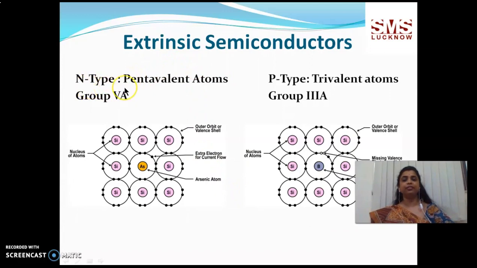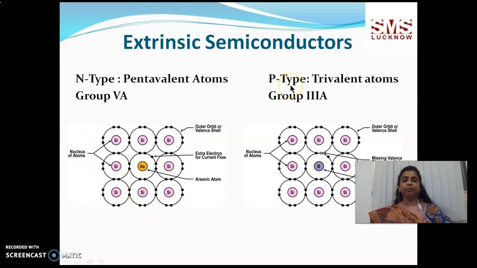First is the negative type, or n-type, of extrinsic semiconductors, which are formed by adding pentavalent atoms to group 4A elements. Here we see arsenic has pentavalent, meaning 5 electrons in its outermost shell, out of which 4 electrons it shares with the neighboring silicon atoms, leaving 1 electron free. So there are so many free electrons in one crystal lattice.